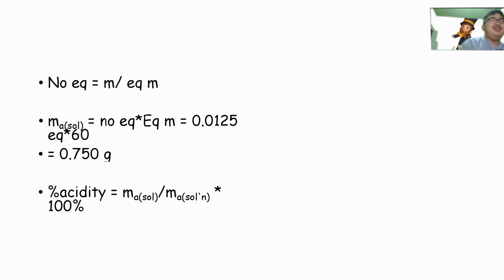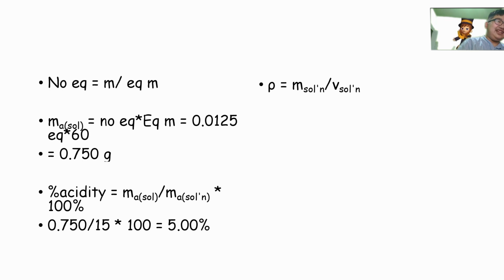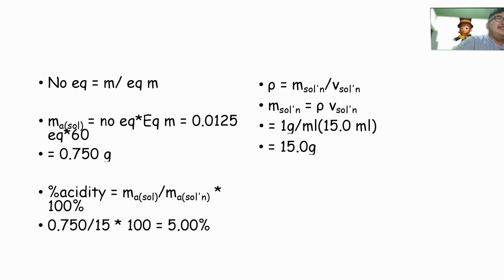Percent acidity equals the mass of the solute of the acid divided by the mass of the solution of the acid multiplied by 100%, and then you get 5%. Now remember, to get the mass of the solution, you need to remember density. The density of water is 1 gram per milliliter. So you multiply that with the volume, then you get 15 grams.